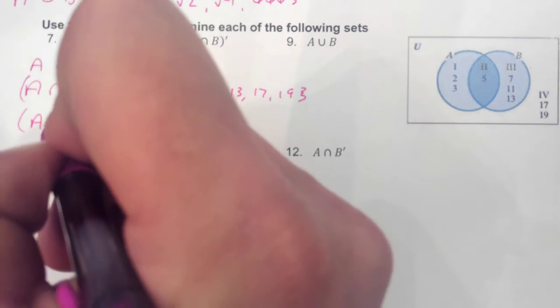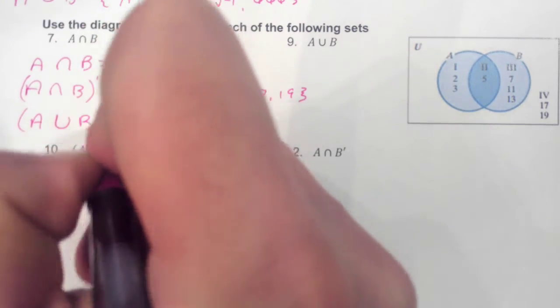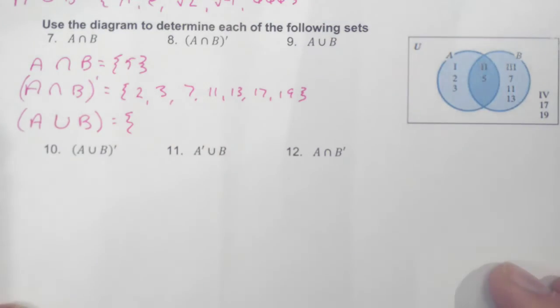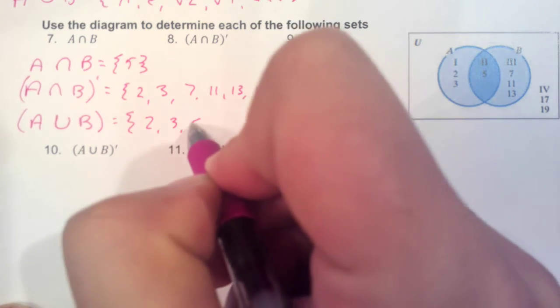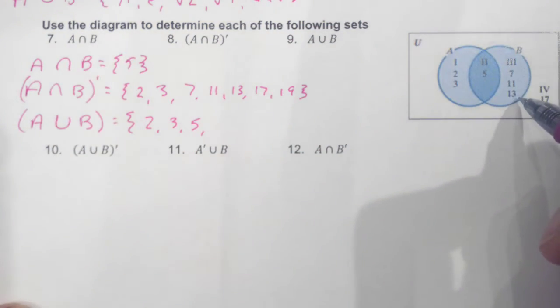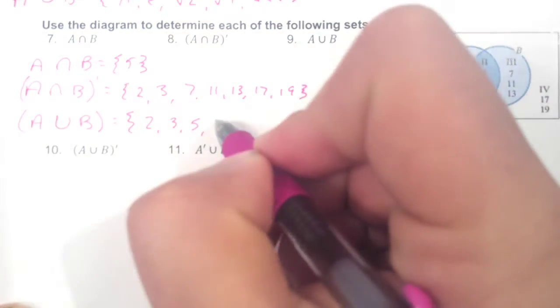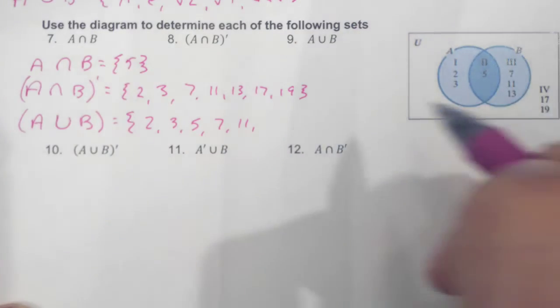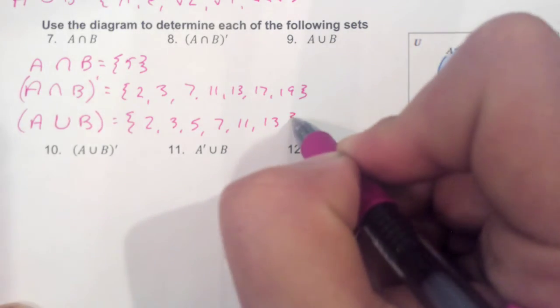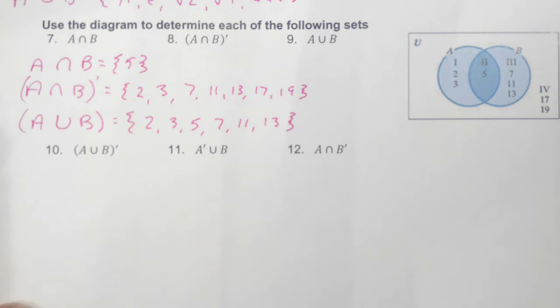Okay, the union of A and B. That is everything in A and everything in B. I don't know why I put parentheses around it. That's okay. So what's in A? 2, 3, and 5. What's in B? 5, 7, 11, and 13. We've already got 5 listed, so we don't put it twice. 7, 11, and 13 would be the new ones. Close your brace, and there it is.